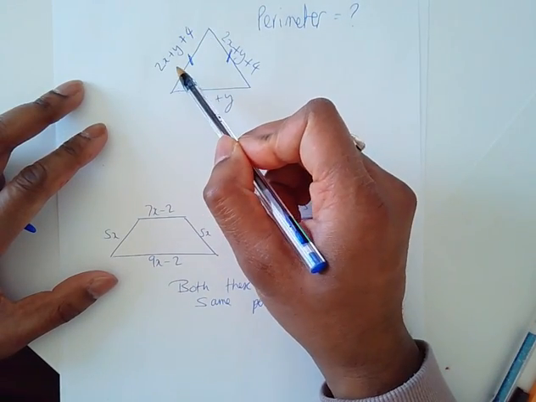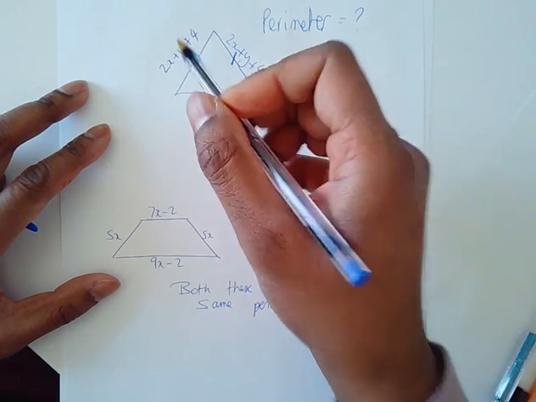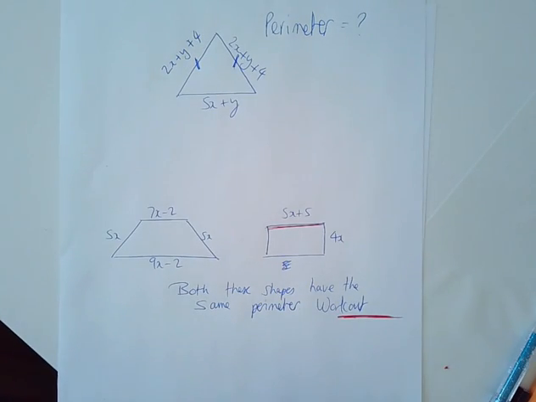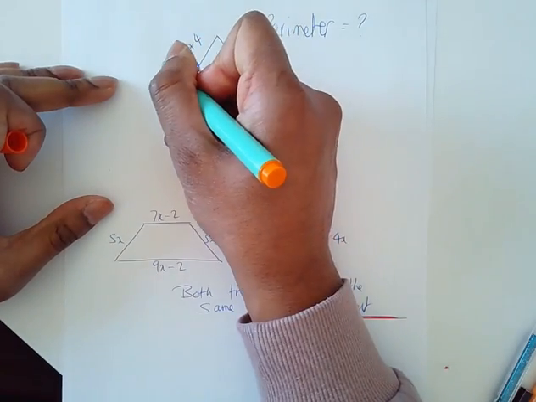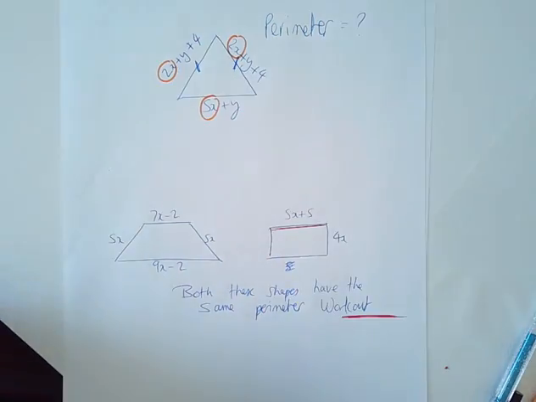So we're collecting like terms, adding up all the x terms. Let me just highlight that for you. You've got the 2x plus 2x plus 5x. What does that make? That makes 9x.